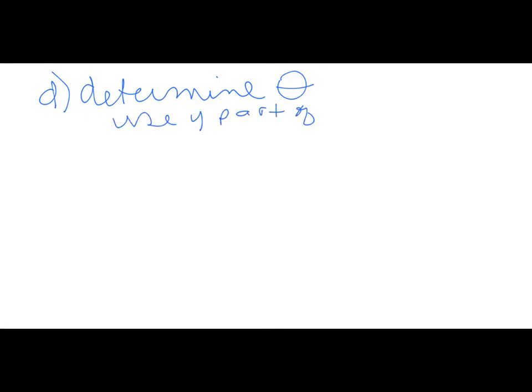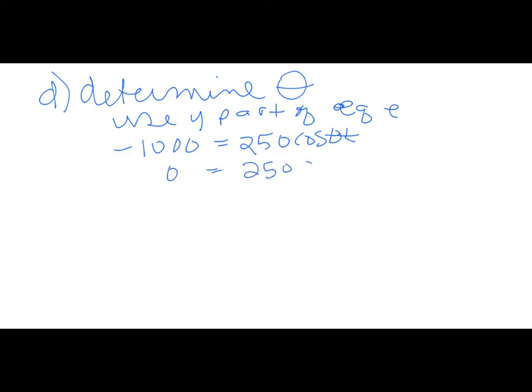So now I'm going to go back and do D. I'm going to do this differently. So I'm going to determine theta. Okay. So I'm going to use the y part of the equations in E. So you had negative 1,000, and here's why you use those. Cosine theta t. And you had plus 0t, but you don't need that. 250 sine theta t minus 20t.